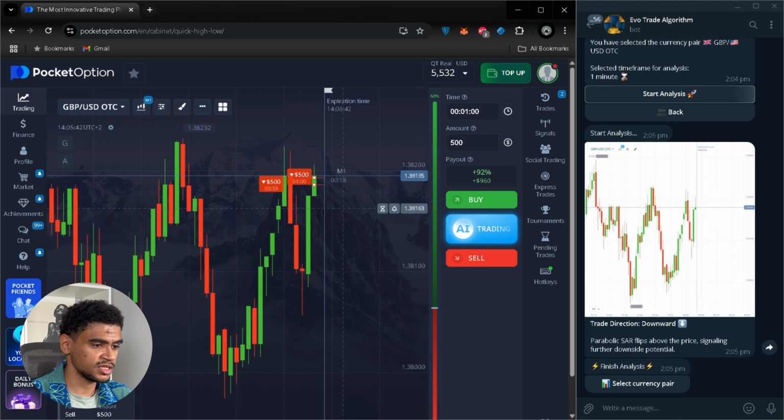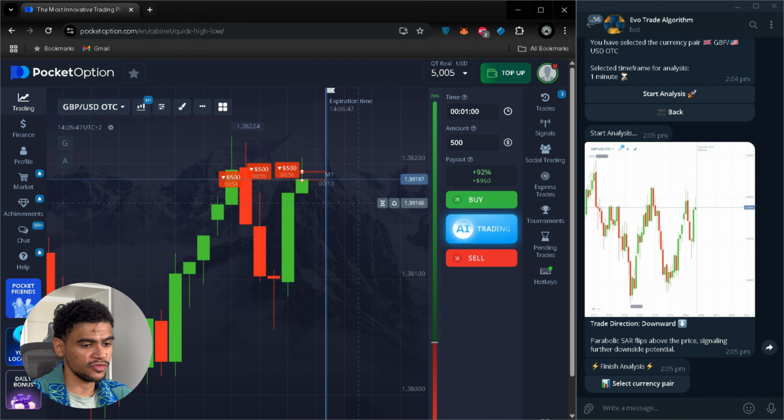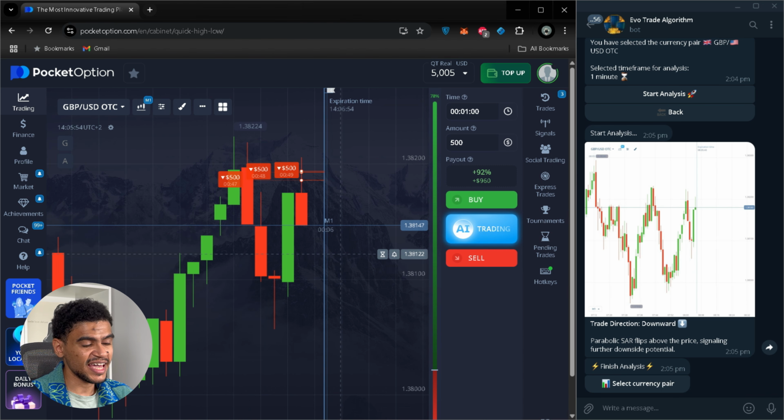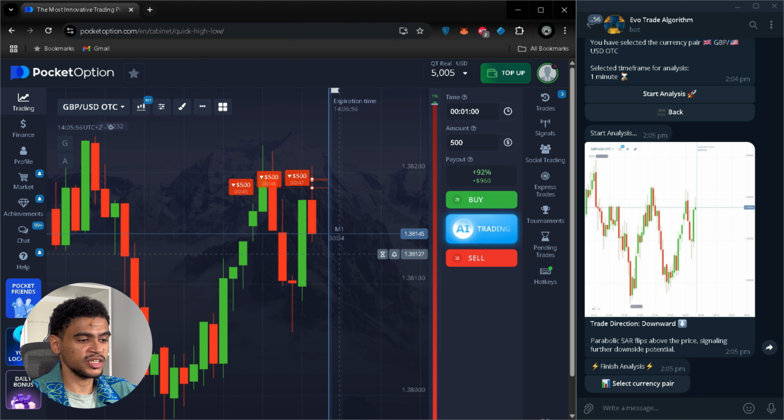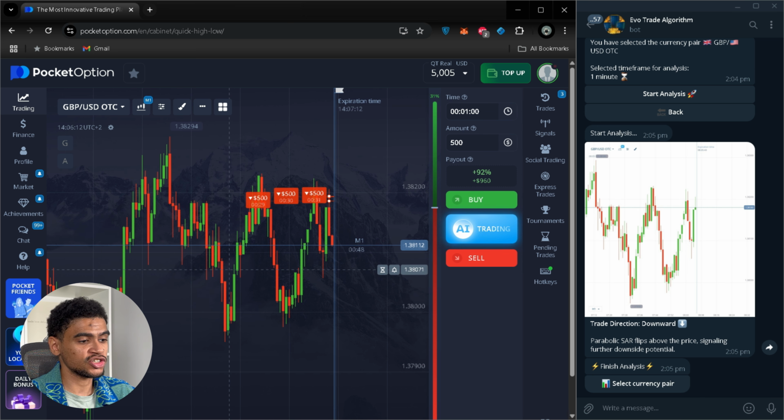And here it is, we're placing a sell position, the price spikes, we place a little bit more here, and now we observe. And here's the analysis as well. Parabolic SAR flips above the price, signaling further downside potential. So we have all of the indicators implemented into the robot, so whenever it finds a situation on a chart, it starts to analyze it using the indicators that it has built into it. So that means it's not only basing it on observation, looking at the chart, it is actually using technical analysis tools to perform the analysis.